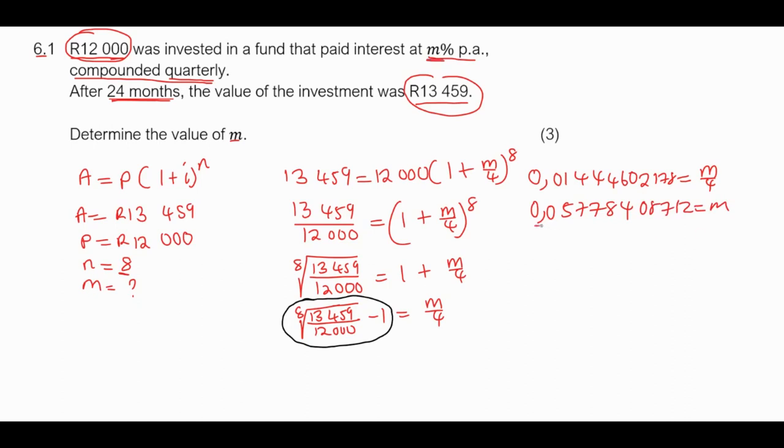We want to convert this to a percentage, so we multiply by 100. So it becomes 5.778408712 percent is equal to M. So it means 5.78% is equal to M.